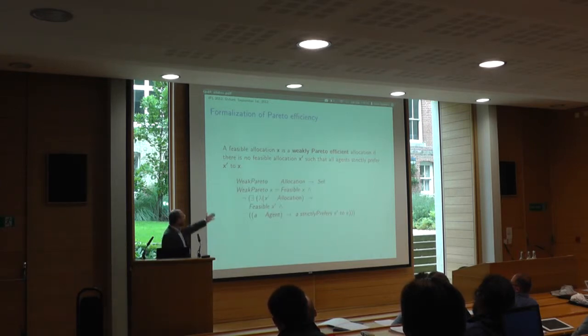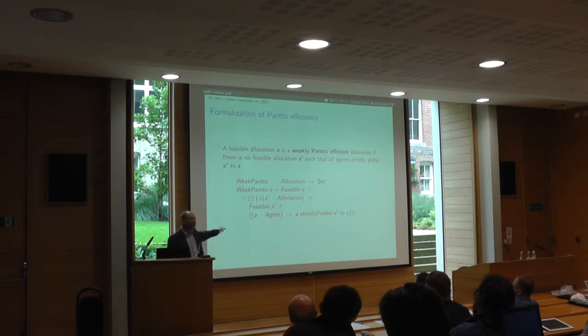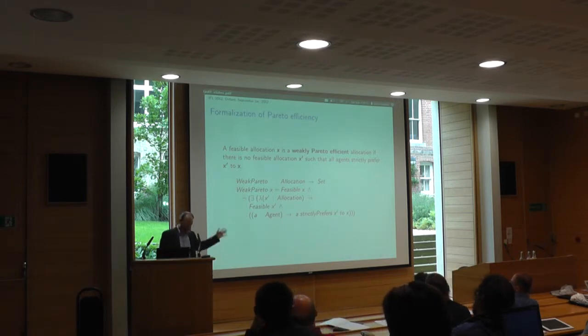So then this is the formalization. I mean, weak Pareto efficiency is a property of allocations. And you can see this. An allocation X is weakly Pareto efficient if it is feasible, and it is not the case that there exists another allocation X prime, which is also feasible and preferred by all agents to X. This is an ad litteram translation. Everybody can do it, right? So at least everybody can read it. I've tested these things with high school students.